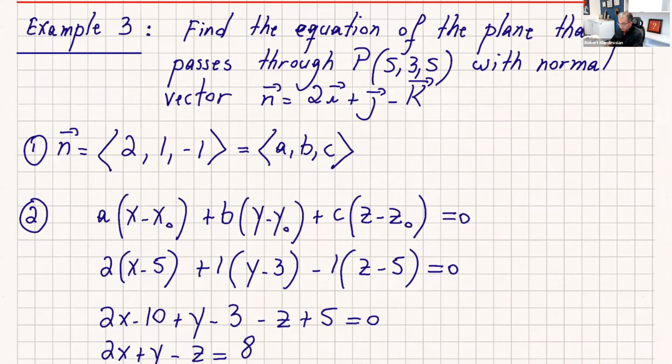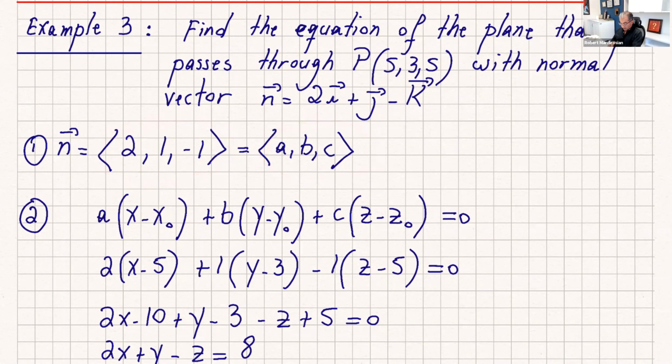Next one, find the equation of the plane that passes through this point with coordinates 5, 3, 5 with normal vector of 2i plus j minus k. Here I just changed the notation for you to get familiar, because the components of a vector can be written like that, or just 2i plus 1j minus 1k. So I put n and I just changed the notation, and these are our a, b, c.